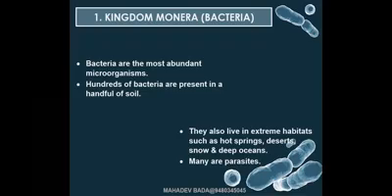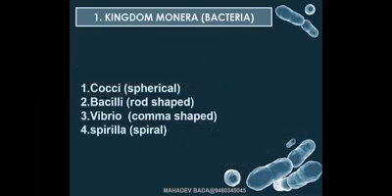Many of them are parasitic. That means they take food from others, from living organisms. They live on the host organism and get their nourishment and food from it. These are some of the characters of bacteria. One, bacteria are the most abundant microorganisms, and hundreds of them can be found in a handful of soil. They can live in extreme habitats such as hot springs, deserts, snow, and deep oceans. And many of them are parasitic in nature, living on host organisms.